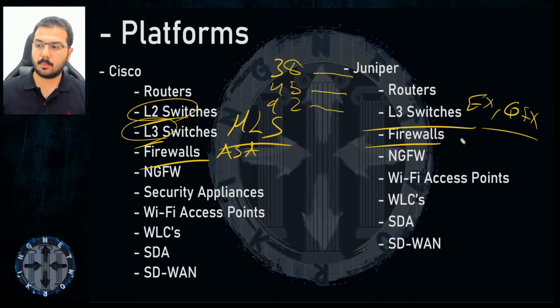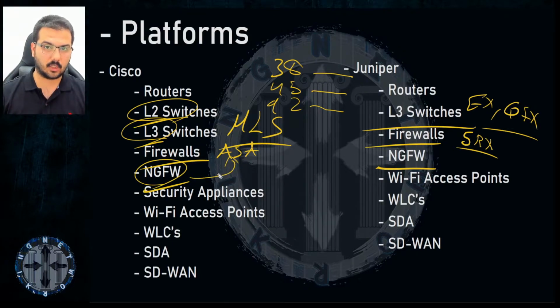What does Juniper provide? Juniper provides a line of production of firewalls called the SRX, and it's the only line of production of firewalls. Only. That's it. Done. Now, this is what Juniper provides. So what about next generation firewalls? Both of them provide next generation firewalls. Some of them call it NGFW directly. Sometimes they call it an ASA, next generation firewalls.